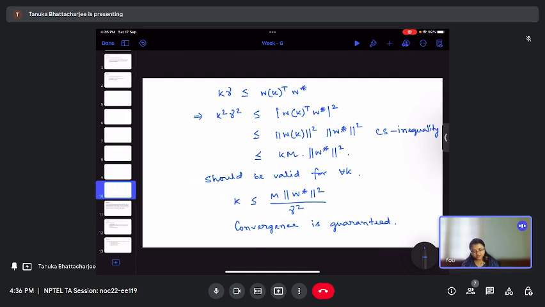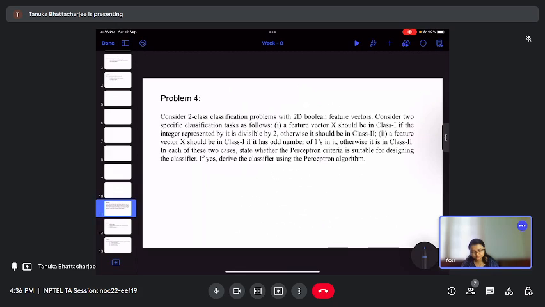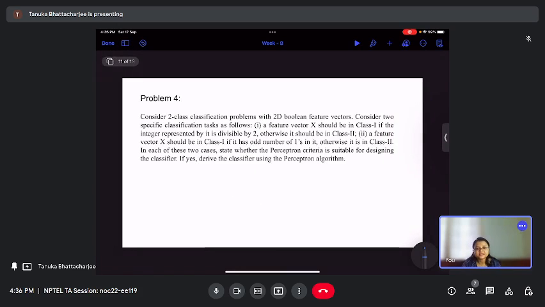Okay, so let us move on to the next problem, problem 4. It says, consider two class classification problems with 2D Boolean feature vectors. Boolean feature vector means it can assume only the value 0 or 1. Each feature can assume the value 0 or 1, and like that you have 2D feature vectors, and you are considering a two class classification problem.